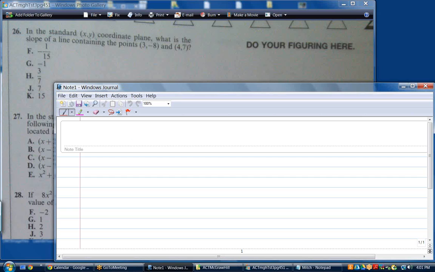It's the slope of the line containing those 2 points. This is one of the most basic things in algebra.